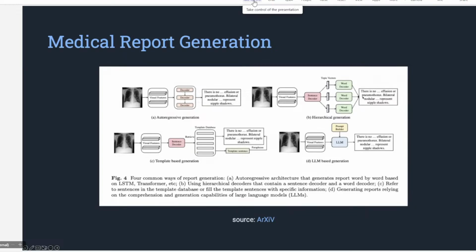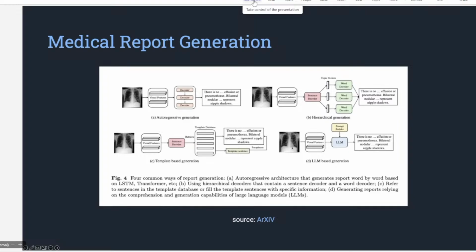So you can see the output is quite the same, but the way the output is computed is through hierarchies. And then we have template-based generation, where again the left part says much the same, and the right side of it is using a template database, where once you have learned the visual features and you're passing it through a sentence decoder, it learns to decode it into a particular template so that the template stays consistent. This is useful when you are generating reports for a lot of images and you want consistency.